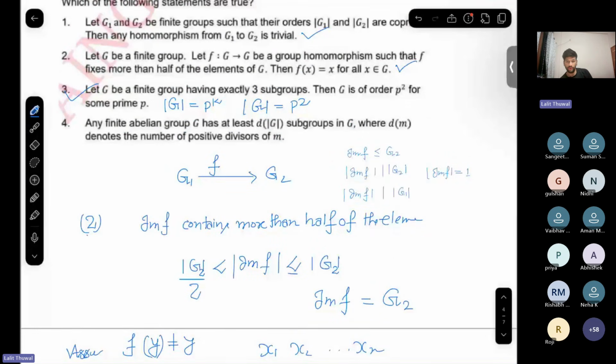Raise your hand and let me know, because a finite abelian group has a nice structure. It's a product of cyclic groups.